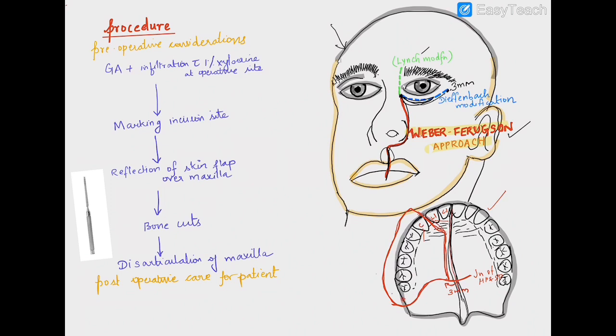Now after the incision, you have to go for the reflection of your skin flap over the maxilla. A subperiosteal flap will be elevated, extending superiorly till your infraorbital rim. After elevating the flap, you'll be able to see the maxillary bone. Depending upon the type, you have to remove the maxillary bone.